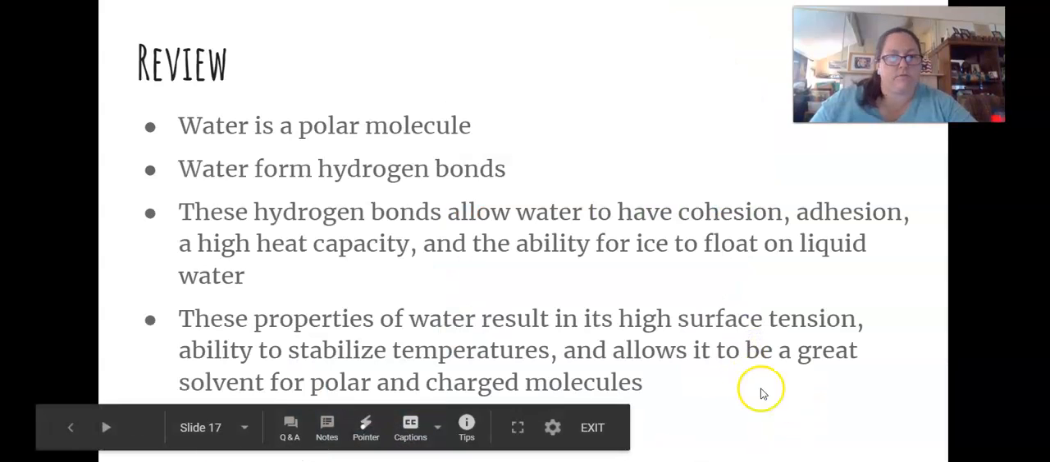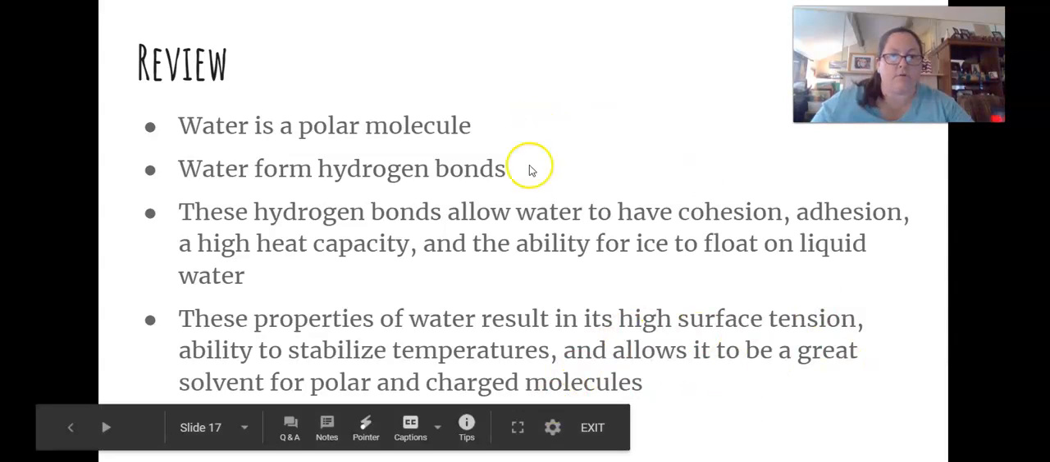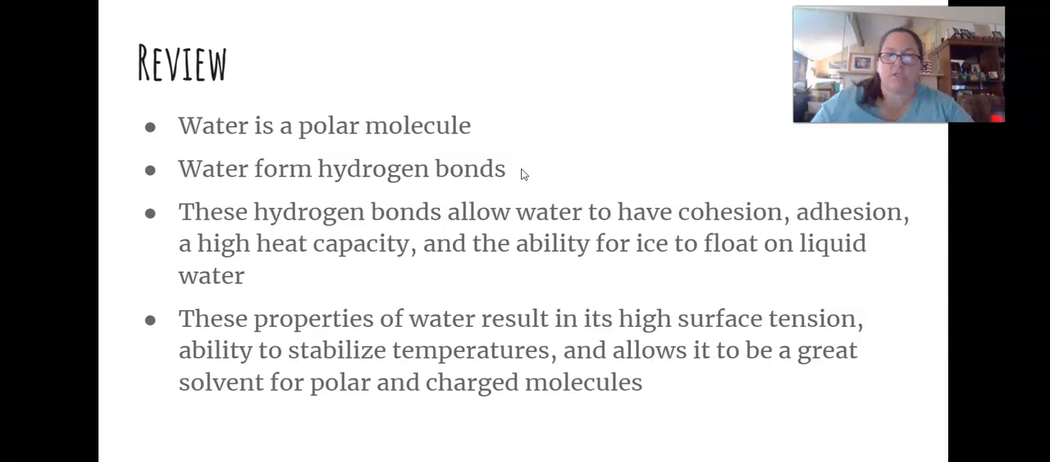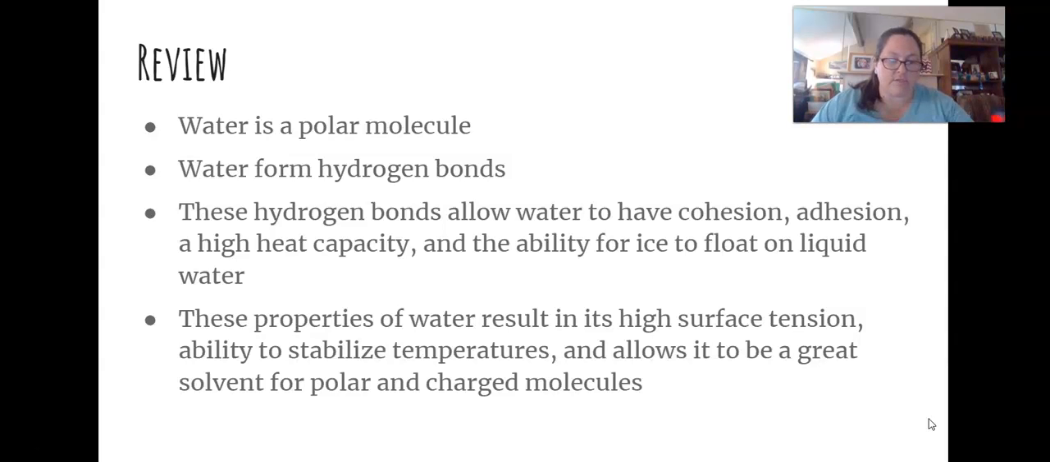All right, so let's review. What did we talk about? Water is a polar molecule. Why is that? Because it has polar covalent bonds. Why does it have polar covalent bonds? Because oxygen has a higher electronegativity, or ability to attract electrons, than hydrogen does. Because water is polar, it forms these hydrogen bonds, and these hydrogen bonds allow water to have cohesion and adhesion, a high specific heat or heat capacity, and the ability of solid water ice to float on liquid water.